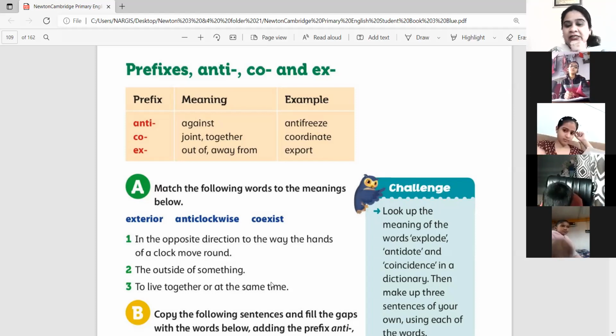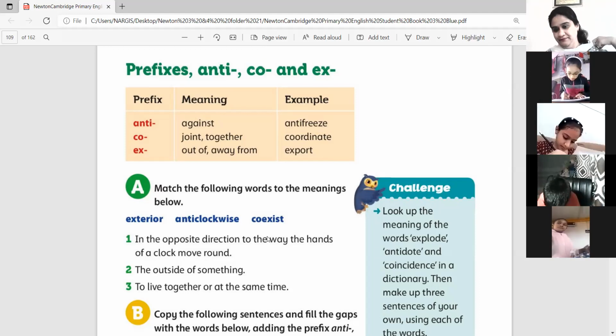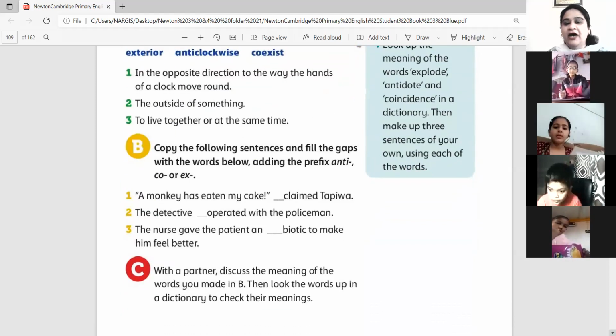Third one, to live together or at the same time. What does coexist mean? Coexist. Yes, living together. Then the second column is for the two, so that is three, and then four, five, six, seven.